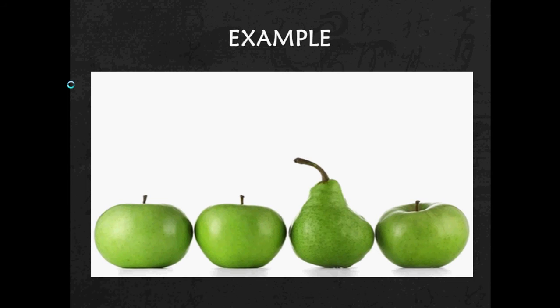So have you ever played those games when you were younger? Which one of these things isn't like the other? Well, here's an example of that and where the word exception comes from, right? So we have 4 pieces of fruit. If you haven't guessed by now, the pear is the exception to this group. Why? Because it isn't like the others.